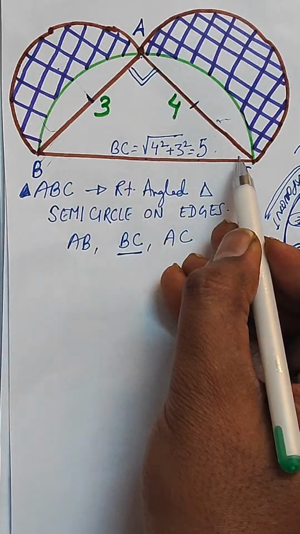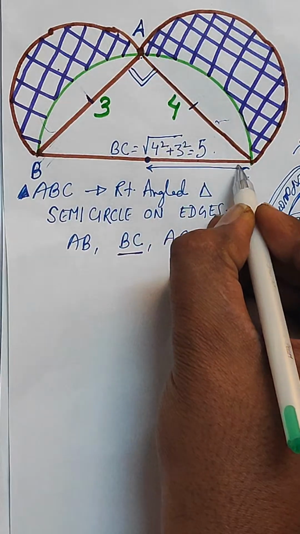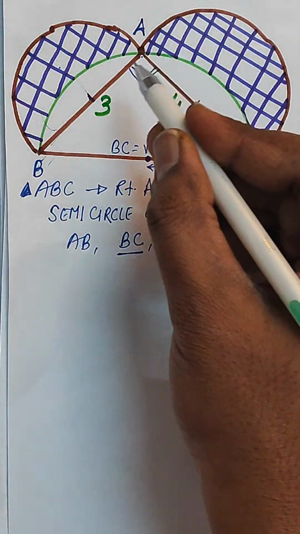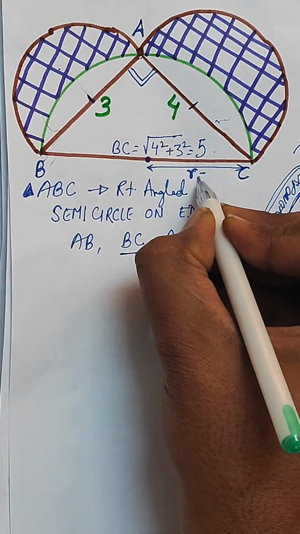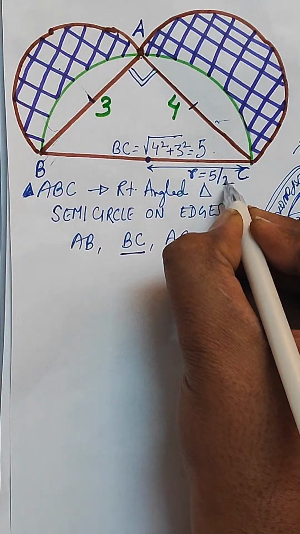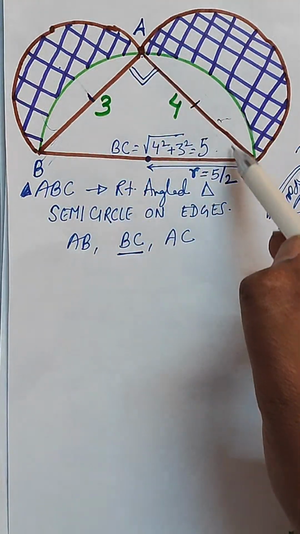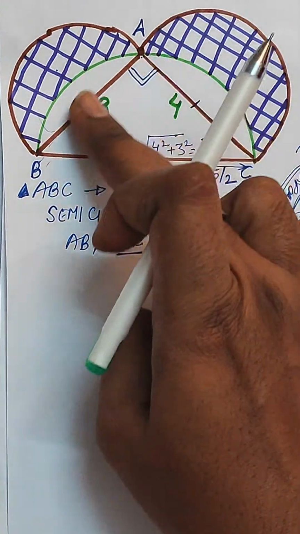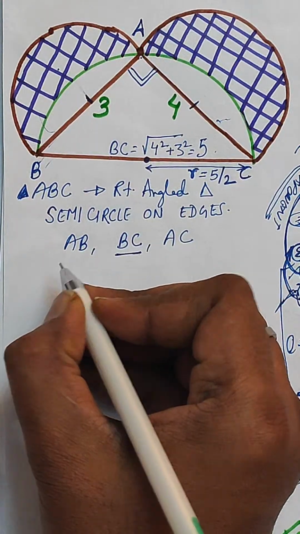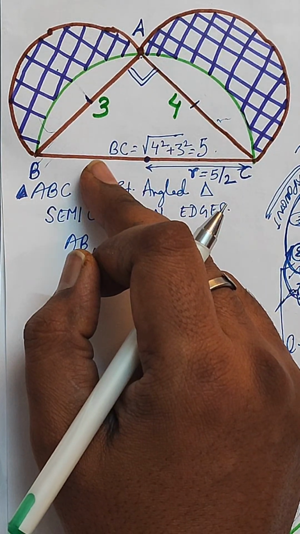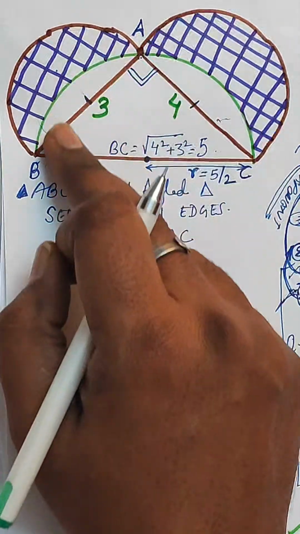Now if BC is calculated as 5, then what is the radius of this semicircle? The semicircle in white, this one, this will be 5 by 2. This radius will be equal to 5 by 2, right? So whatever the total area is, we need to subtract the semicircle's area which is in white. Okay, so what we will do, we will simply calculate the area of the bigger semicircle, this one.